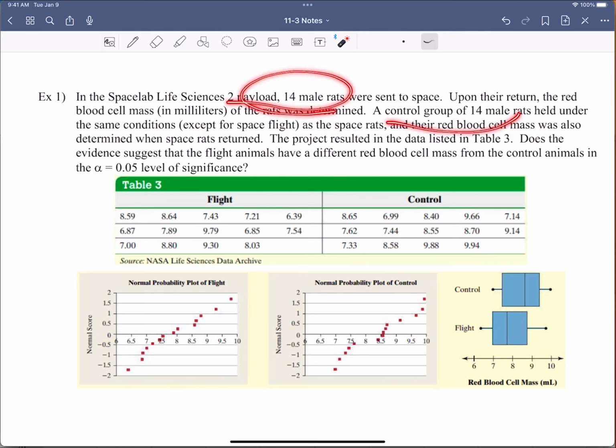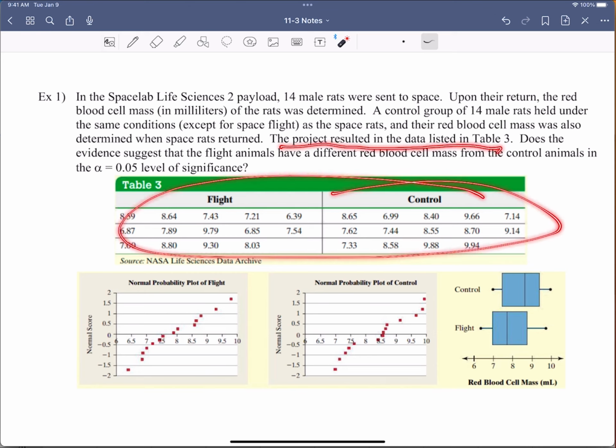2 separate groups. We actually have 28 rats. 28 male rats. 14 went to space, 14 didn't. 2 separate groups, independent groups, right? So I know I keep beating the same drum over and over again, but I want to make sure you're hearing it. The project resulted in this data.